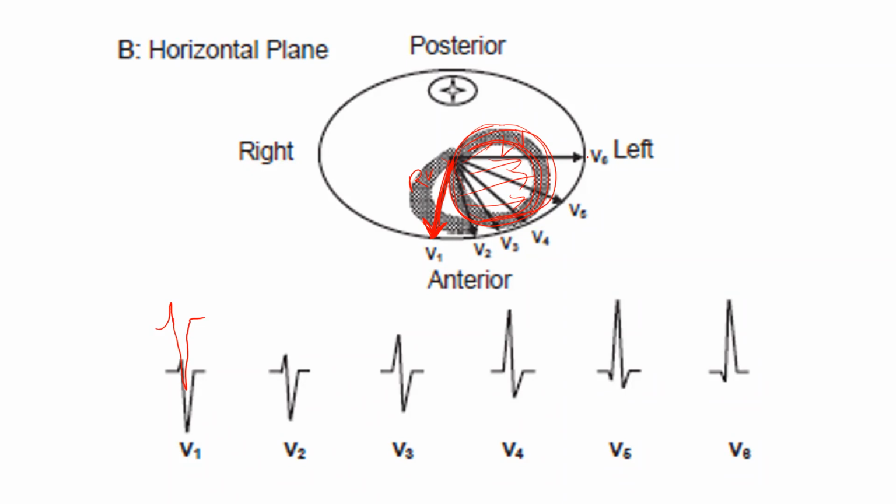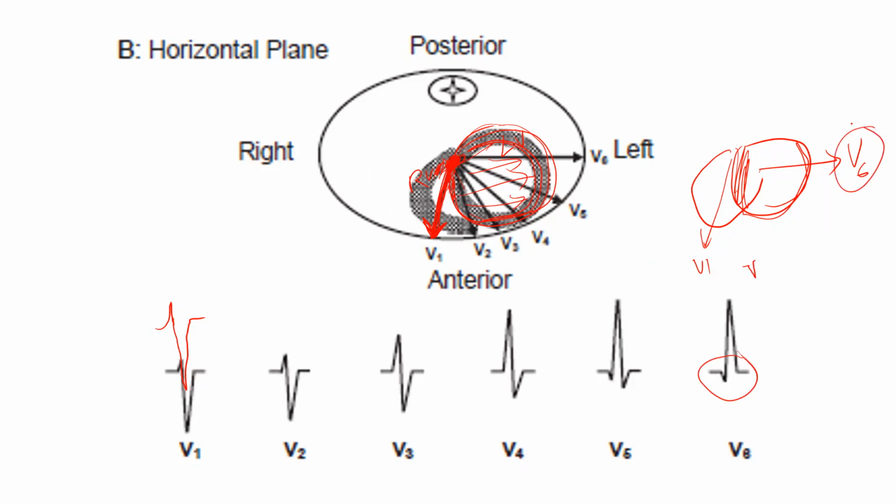Now taking the same one here, V6. V6 is placed like this, and your V1 is like this. Initially, because it is very far away, this is the point where the activity enters the myocardium. As soon as it enters, it slightly spreads to the right ventricle first. That's why you get a small negative wave in V1 here. Sorry, small V6 we are discussing, right? See, small V6.